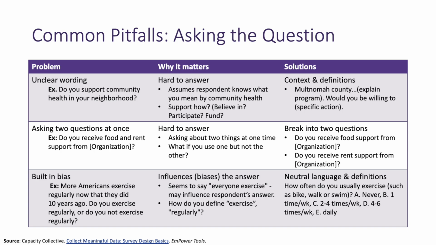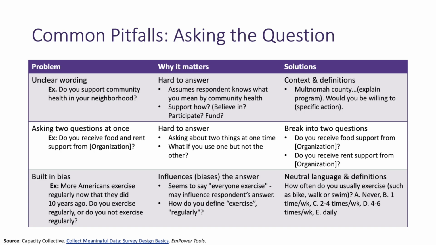And this is another one that comes up a lot. We call it double-barreled questions, or asking two questions at once. Having an "and" in your survey question might be a big hint for this one. The example here is, do you receive food and rent support from this organization? If a respondent receives one and not the other, how should they respond to that question? It can be a little bit confusing.